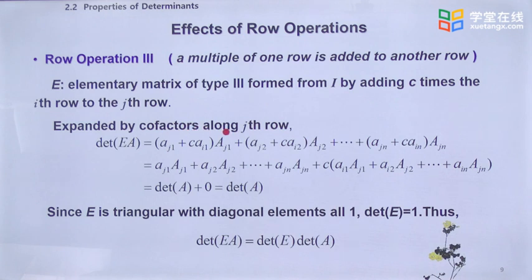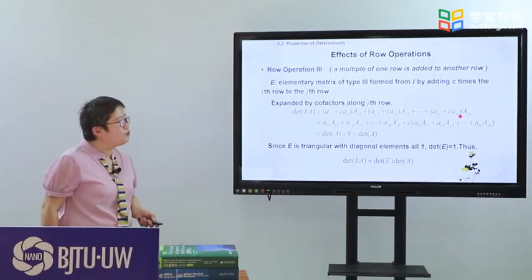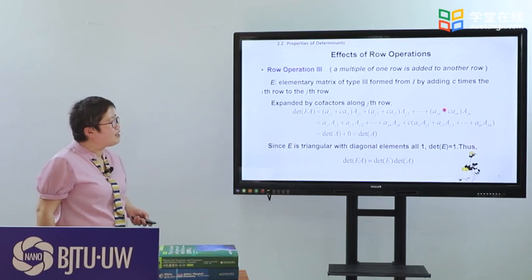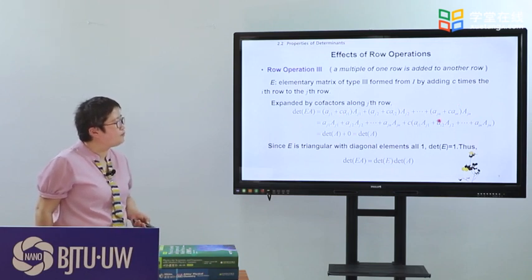Expanded by cofactors along the jth row, we obtain that the determinant of EA equals (a_j1 plus c times a_i1) times the cofactor A_j1, plus (a_j2 plus c times a_i2) times A_j2, plus ..., plus (a_jn plus c times a_in) times the cofactor A_jn. And by simple computation, we can change this form to this form.